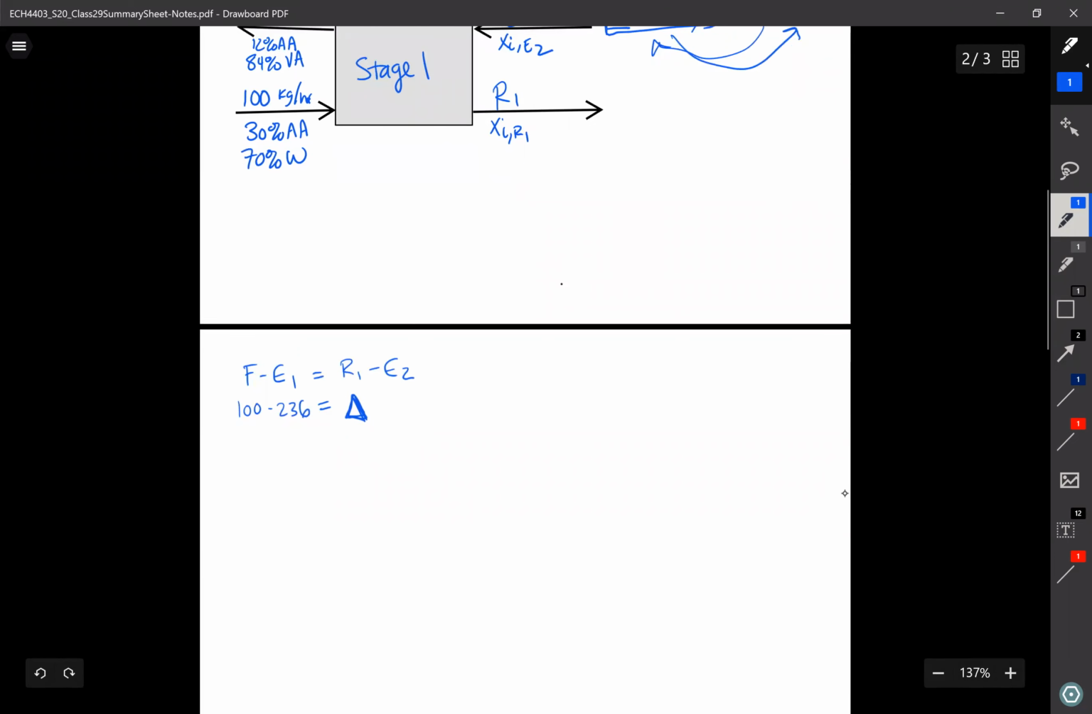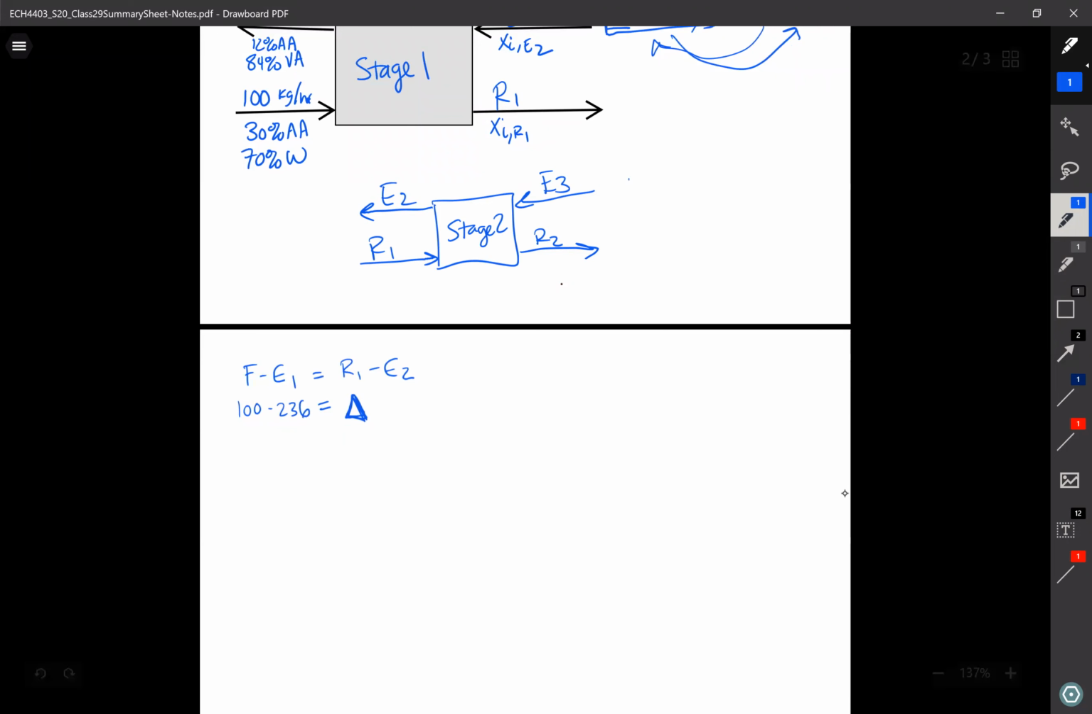So if I do a stage 2 balance, so I'm going to sketch it in up here, stage 2, where I've got R1 coming in, R2 coming out the other side, E3 coming into stage 2 from stage 3, and E2 coming off of stage 2. I can do a similar material balance here where I say R1 plus E3 is equal to E2 plus R2.